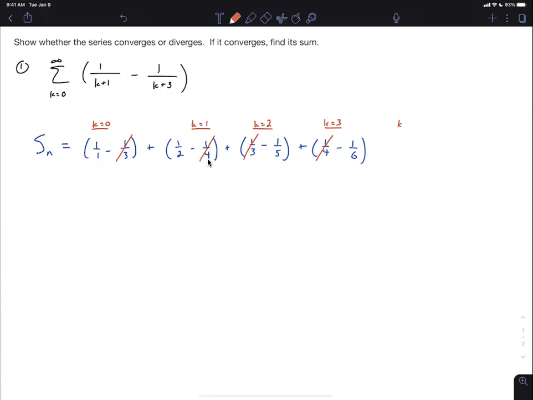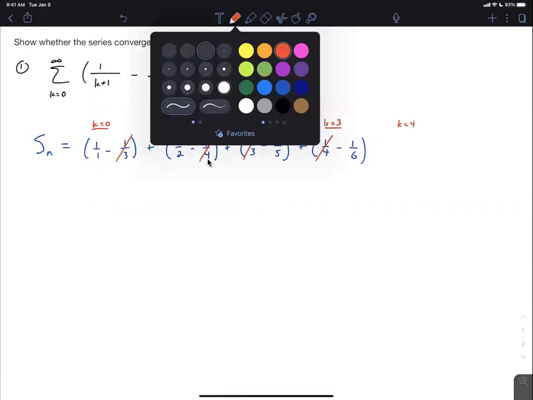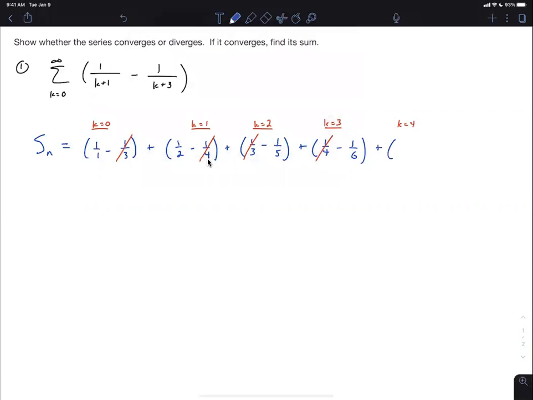So if we go to k equals 4, now I've got 1/5 minus 1/7. Remember, I'm plugging this in up here. So now what happens at this stage? The 1/5 would cancel. So I'm going to actually do that in green. What happened now, though, that hasn't happened before that?